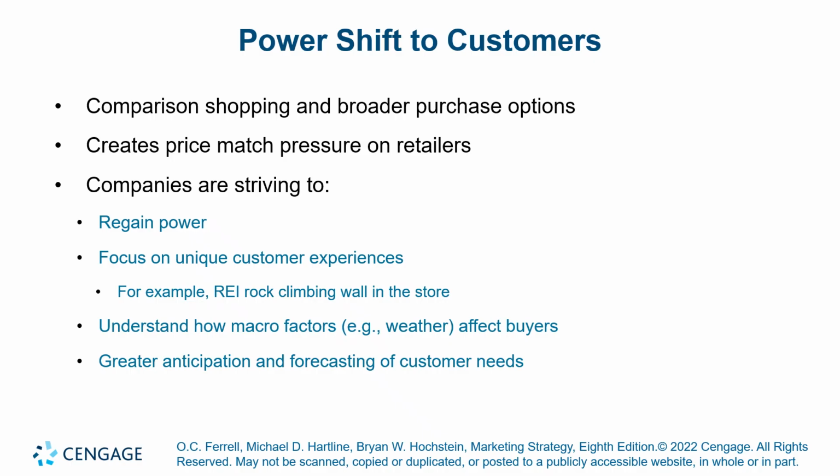So companies and marketers are striving to regain their power, to focus on unique customer experiences. For example, REI had a rock climbing wall in the store. That's something unique. They try to understand how macro factors like weather affect buyers, and they want great anticipation and forecasting of customer needs. That's when the power shifts to the customers.